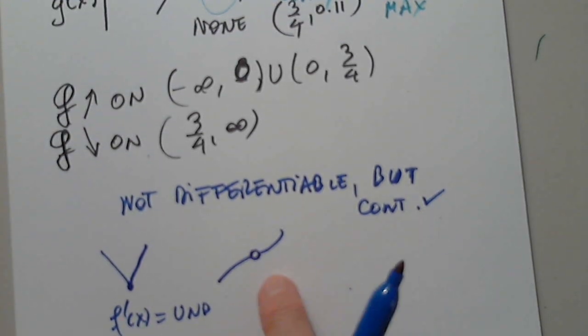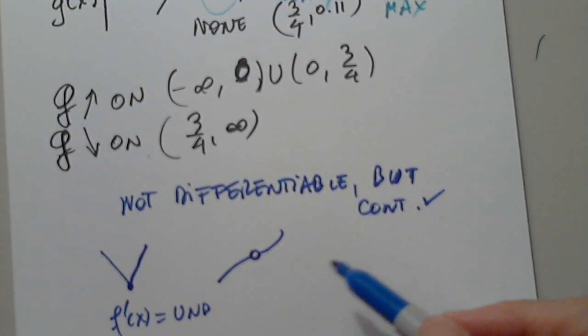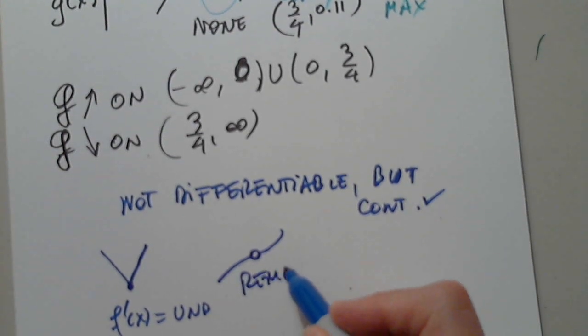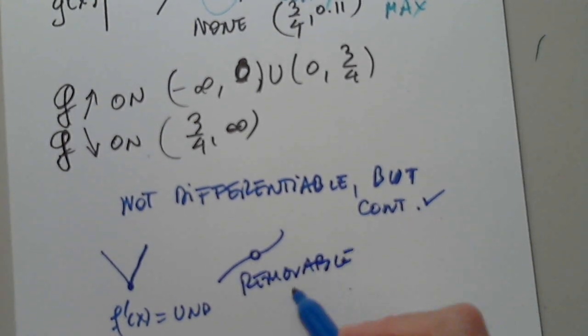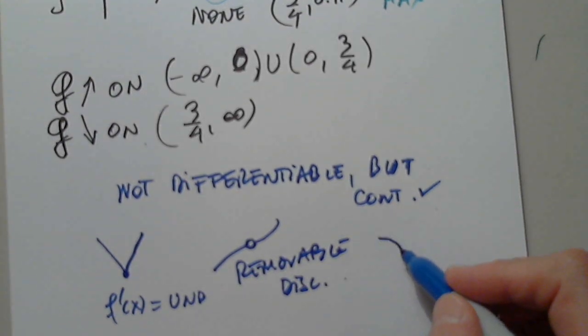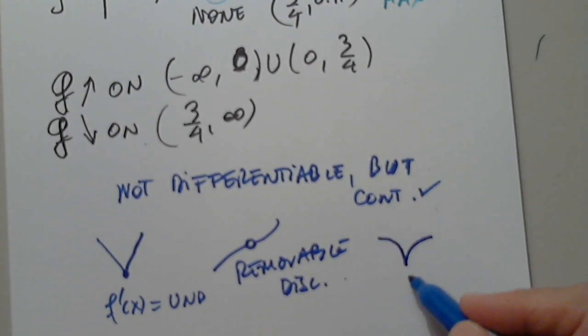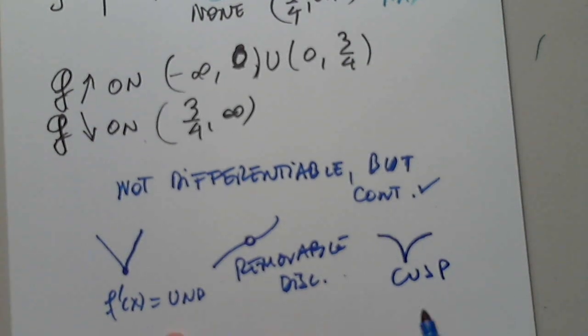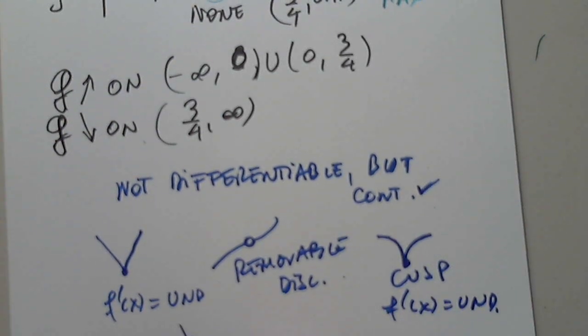But this is not continuous, so I shouldn't even mention it. Removable discontinuity. Okay. The other one is a cusp. Cusp. Here, again, f prime of x is undefined. The function is continuous. And the last one is a vertical tangent.